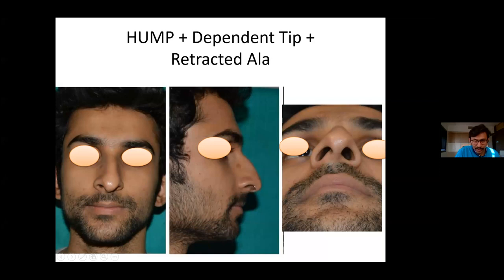Now, if you draw a line through this, you can see there is a hanging columella, and you can also see there is a columellar retraction. So this is a columellar retraction. And so this is a combination of hanging columella and columellar retraction. We treated it by using tongue and groove technique.